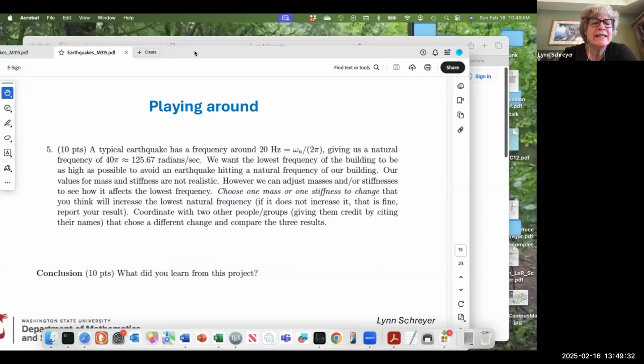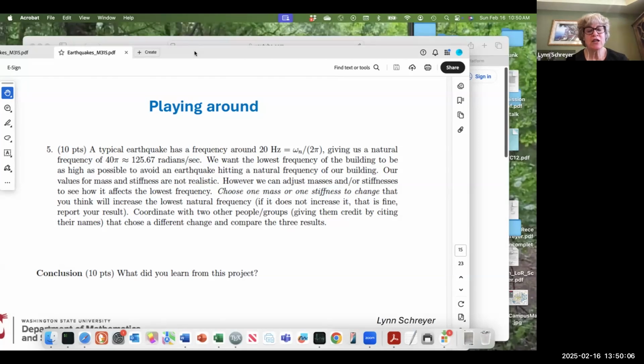And the goal is that earthquakes have frequencies of around 20 hertz. And the goal of designing a building is to be sure that the lowest natural frequency is above the natural frequencies of earthquakes. So you want buildings to have high natural frequencies. So our values for mass and stiffness were not realistic. However, we can adjust the masses and or stiffness to see how it affects the lowest frequency.